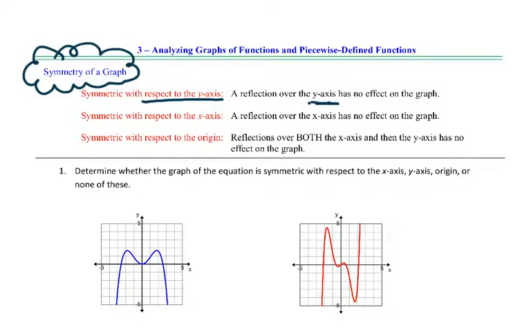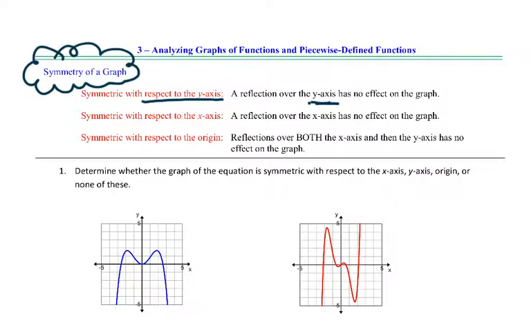Symmetric with respect to the x-axis is a reflection over the x-axis that has no effect on the graph. So if you flip something up and down through a line of symmetry, and in this case it would be the x-axis, and it didn't change the shape at all, then we would say that it's symmetric over the x-axis. And then symmetric with respect to the origin is when something gets reflected over both the x-axis and then the y-axis, and it won't change the graph. This would be the same thing as a 180-degree rotation.